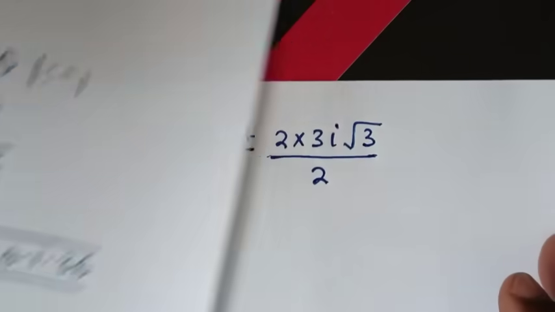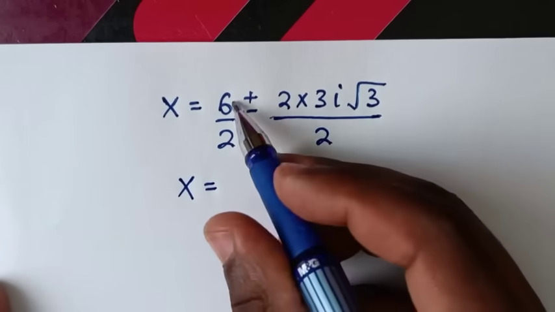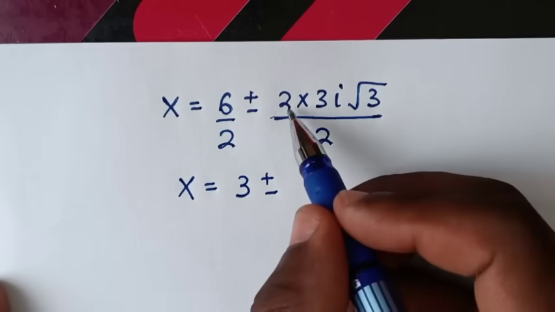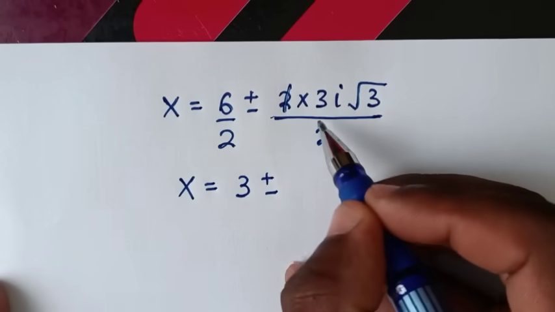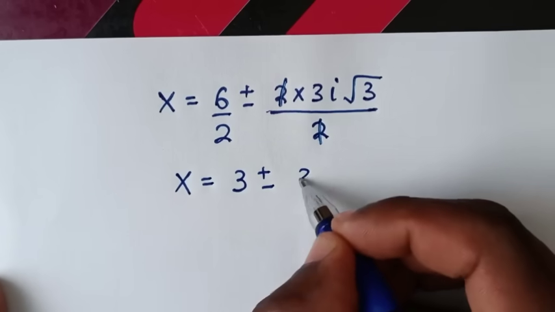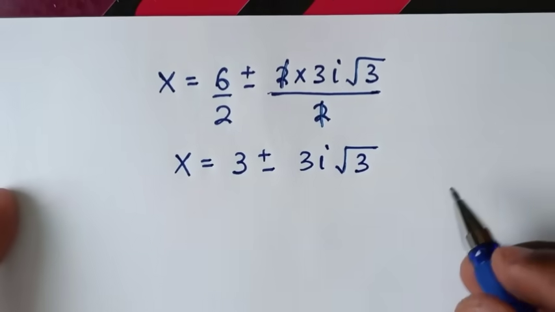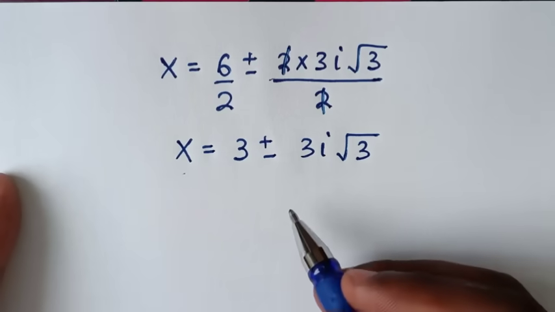Then in the next step, from here it will be x is equal to 6 divided by 2, it is 3 plus or minus. Here we place it like this, 2 times 3i, so you can simplify this and this will cancel, so it will be this, which is 3i square root of 3. So here we have two values of x because of plus or minus.